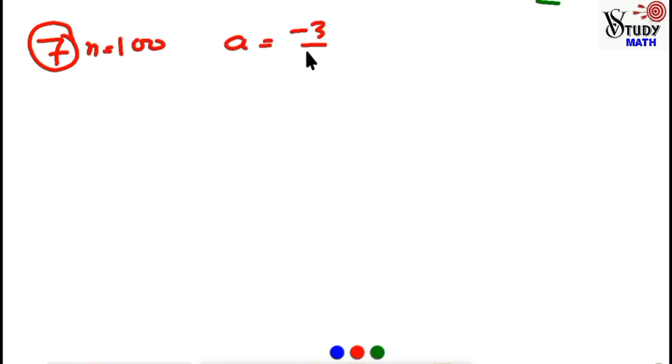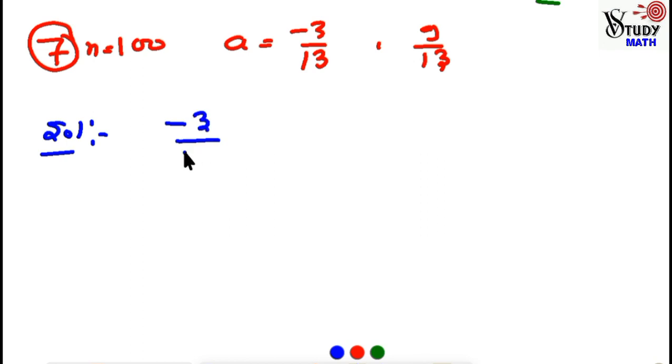Problem number 7. In problem number 7 we have to find 100 rational numbers. N is equal to 100, a is given here as negative 3 by 13 and b is given here as 9 by 13. So how can we solve this question? I'm going to solve this question in a very simple way. We have 13 and we have again 13. So now I'm going to multiply first here by 13 and again multiply by 13 here. So this 13 cuts this 13 and this 13 cuts this 13. Now we have negative 3 and 9.